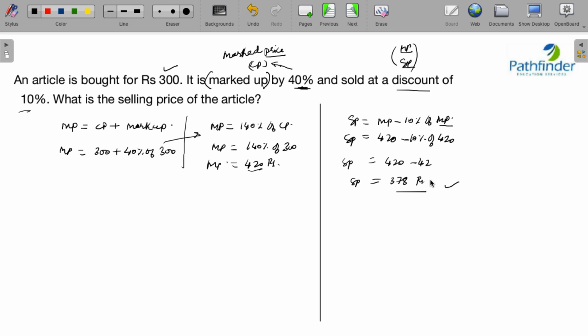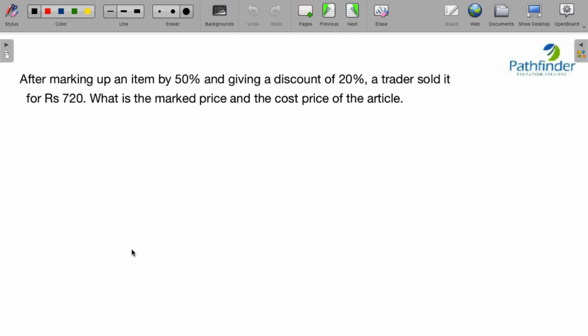But what was important to solving this question? Your ability to understand that if the percentage markup is 40%, your marked price is 140% of CP. And if your discount is 10%, your ability to understand that selling price is equal to 90% of marked price. This is very, very important for you to understand. Next, after marking up an item by 50% and giving a discount of 20%, a trader sold it for rupees 720. So obviously this is your selling price, this is your percentage markup, and this is your percentage discount.